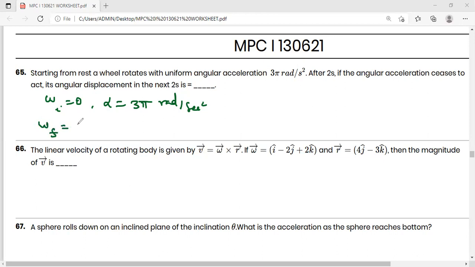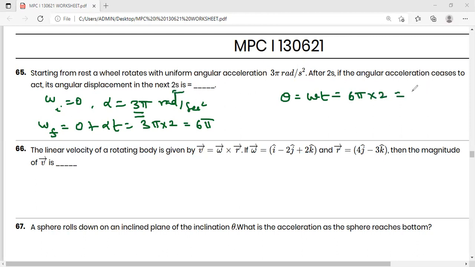According to the formula, v equals u plus at: 0 plus alpha t. Alpha is 3 pi, into t which is 2 seconds. So 6 pi is the final angular velocity after 2 seconds. Then alpha is not acting, which means it is just like uniform circular motion. In that case, angular displacement theta is nothing but omega into t. And at that particular position, omega will be 6 pi, into 2 seconds as given for the next 2 seconds. So finally it will be 12 pi. 12 pi radian is the answer.